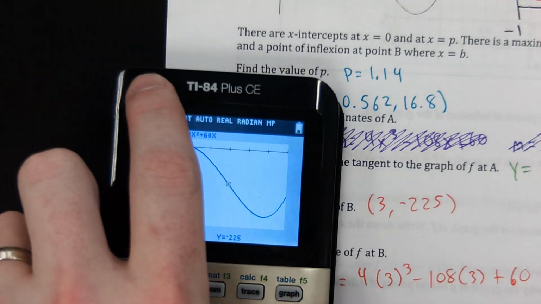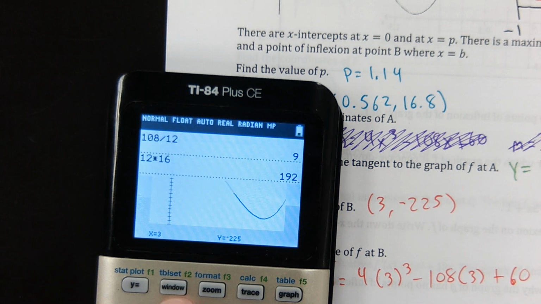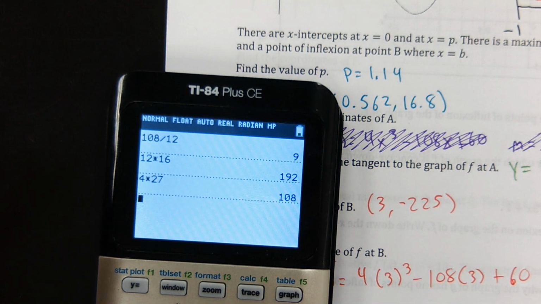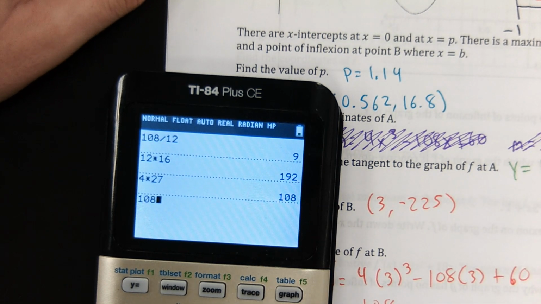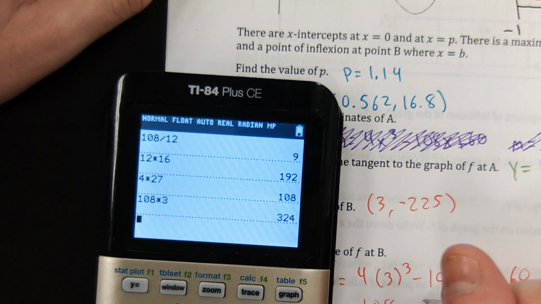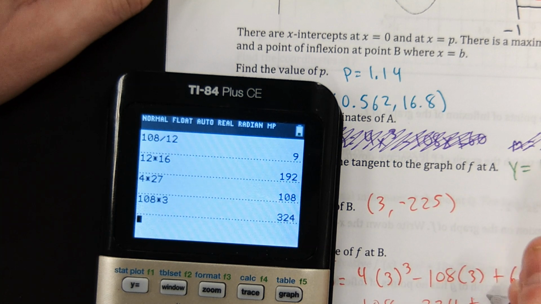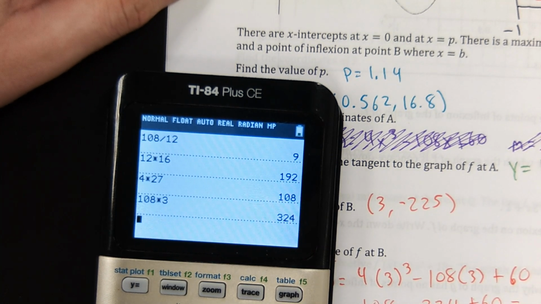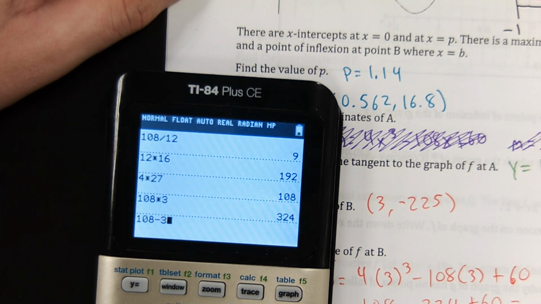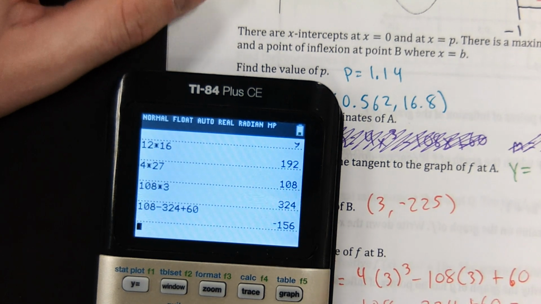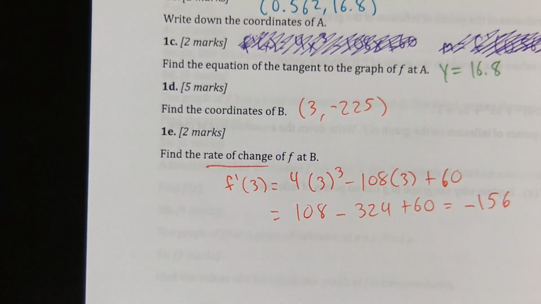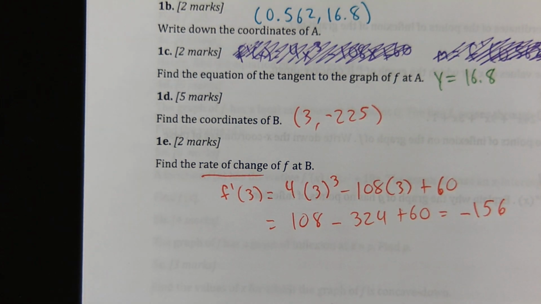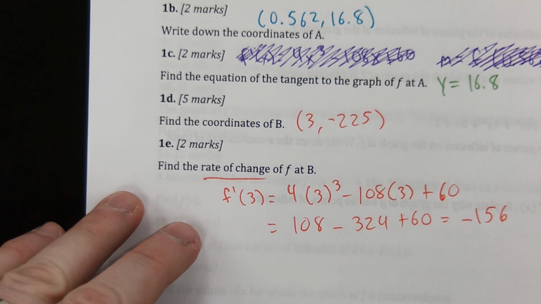I don't know what 4 times 27 is off the top of my head. 108 minus 324 plus 60 is negative 156. Wow, that is an extremely steep line. All right, but number 1 is done.